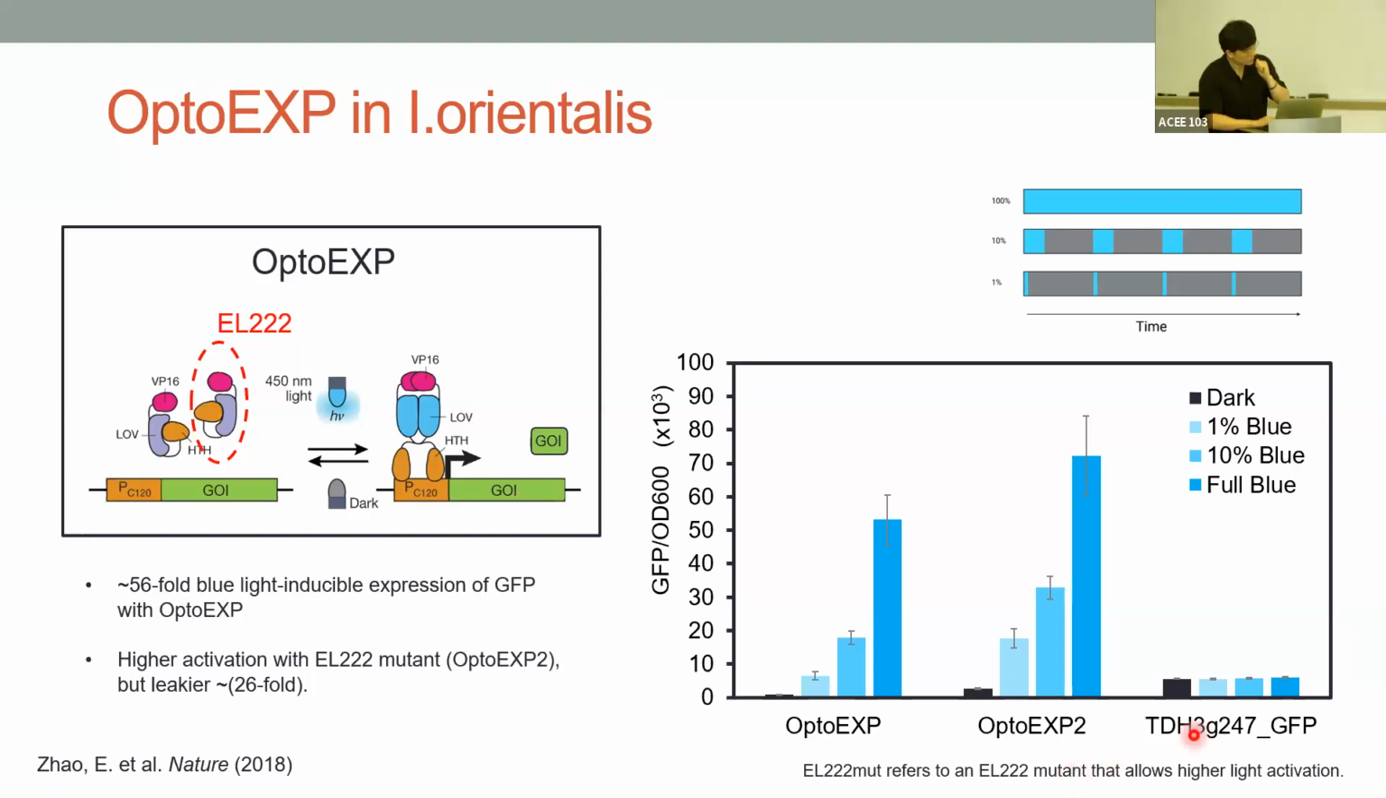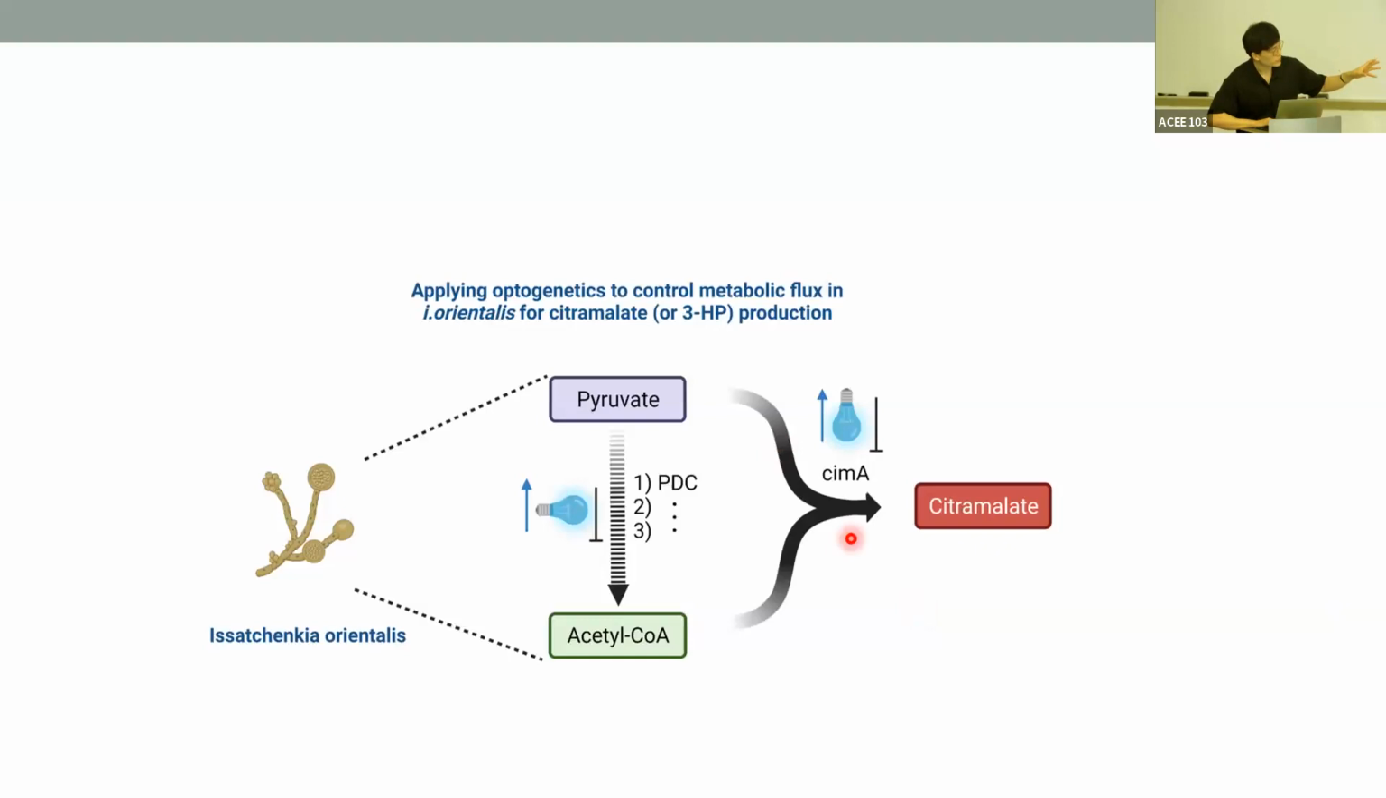And just as a comparison, we have a very strong promoter in Issatchenkia orientalis as a control here. Now compared to that, our expression is much higher. So it's a positive sign that we can actually use this tool to do light control of enzyme expression levels in Issatchenkia orientalis, not only for citramalate, but various other organic acids that are very difficult to make using E. coli or simple baker's yeast.